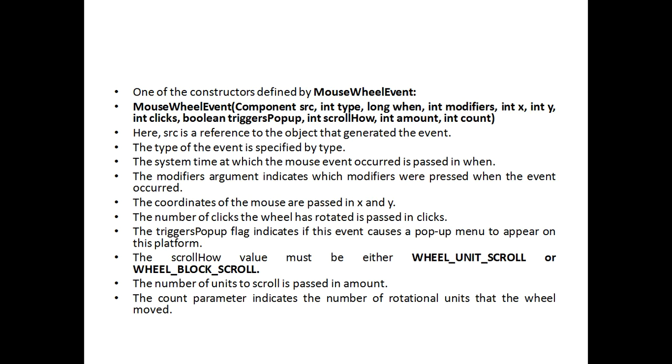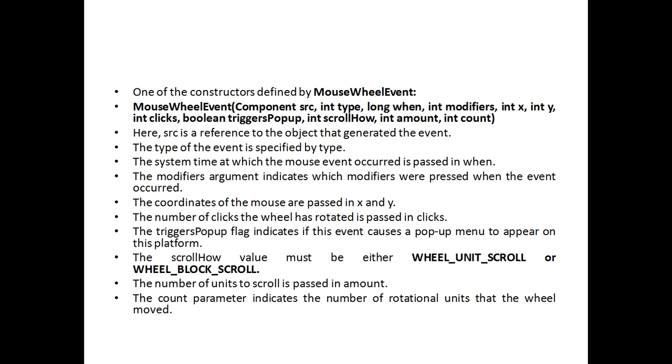is MouseWheelEvent. The first parameter is source, a reference to the object that generated the event. The type of the event is specified by the second parameter, type. The system time at which the mouse event occurred is passed in when. The modifiers argument indicates which modifiers were pressed when the event occurred. The coordinates of the mouse are passed in X and Y. The number of clicks the wheel has rotated is passed in clicks.